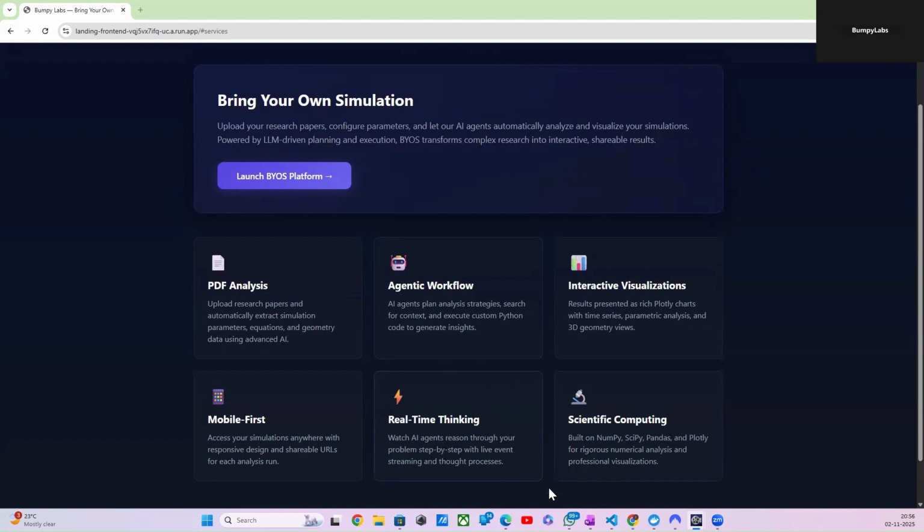All this is happening in real time, and it's built on popular scientific computing libraries. And the best thing is you'll be able to do some very interactive visualizations. So let's launch the platform.